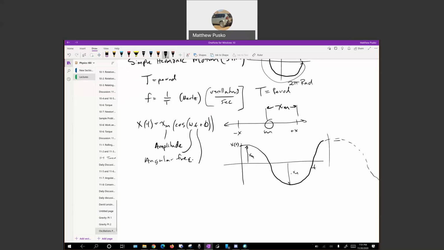This is time itself, so that would be our variable, and this would be over here on the x-axis. And the last one is what we call the phase shift. Now, what's a phase shift?